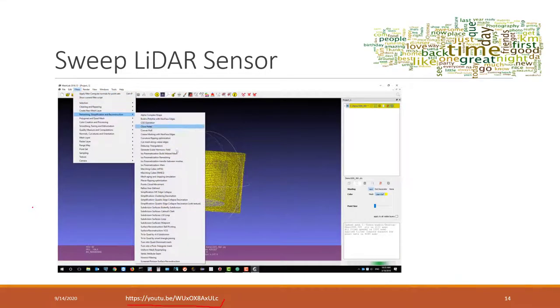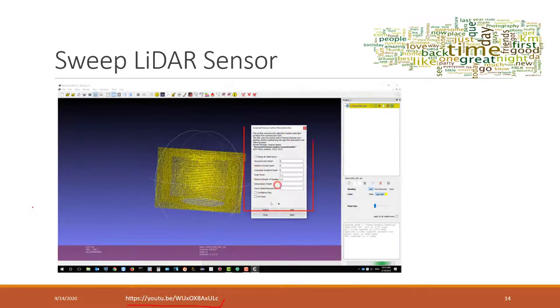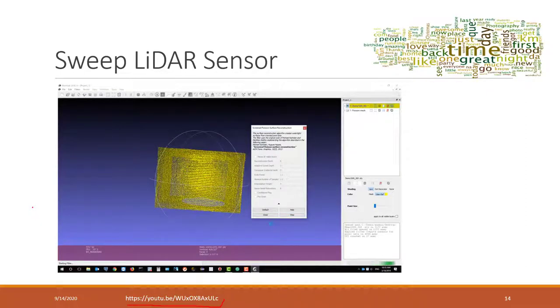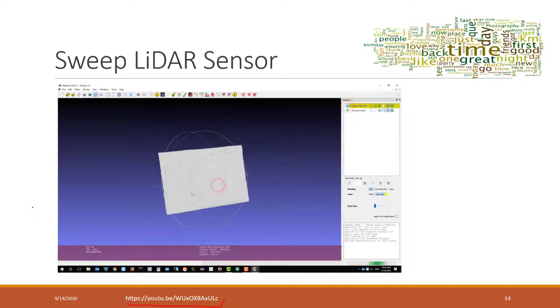Next, we are going to do some calculations, because we want to convert those points into a mesh, into polygons, so that we can have real 3D objects. Again, the LiDAR points can be very, very huge, so the calculation will be slower if we have a huge data sample.